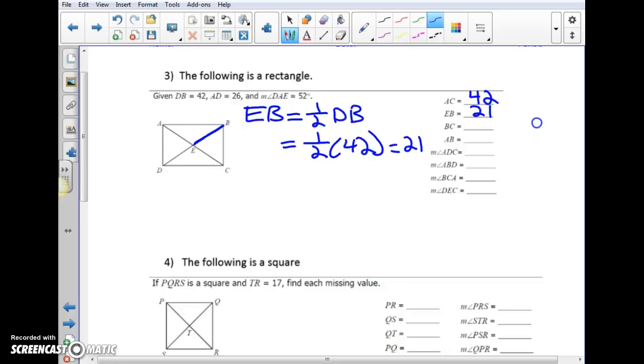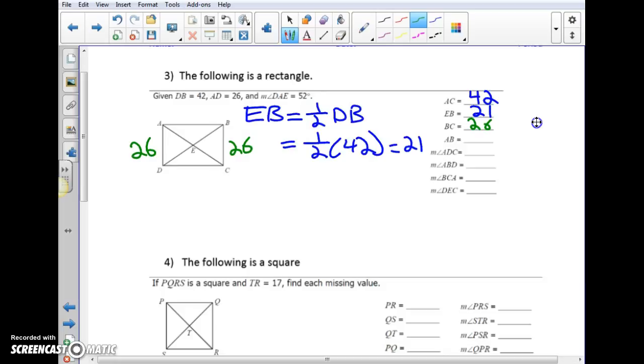Continuing. They want BC. Well, if AD is 26, go back to my problem, BC is also 26. Opposite sides congruent.